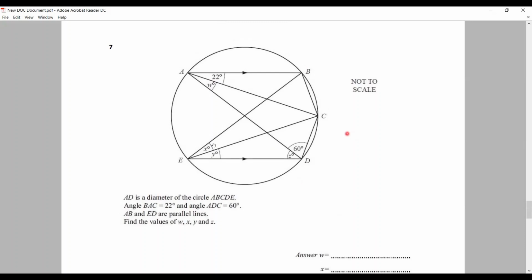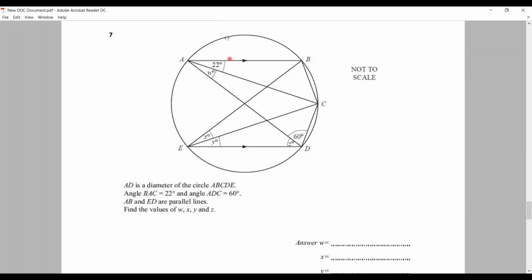Maybe you say, okay, X is 22, right? That's the first thing that many students can find because it's subtended by the same arc, right? So these two angles are equal. So we found X first, which is 22.